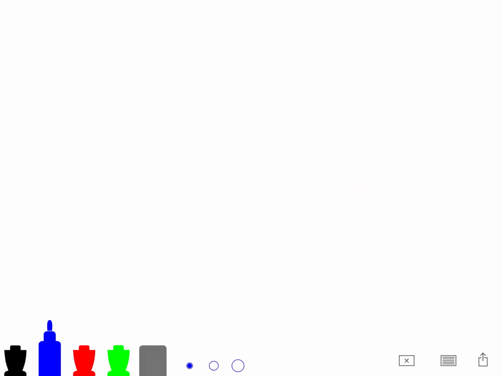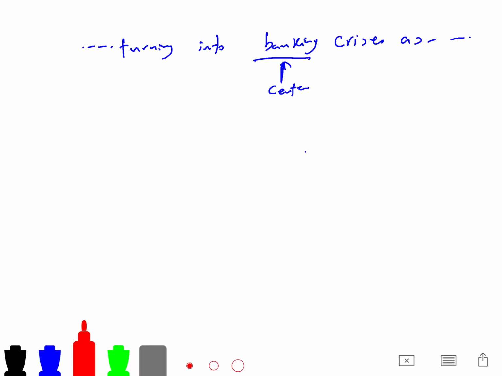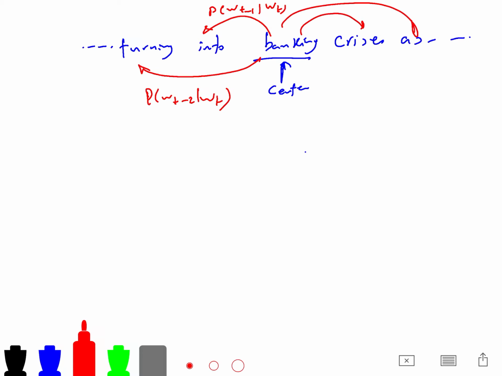And now we are ready to talk about skip-gram again. So for example, we have some text turning into banking crisis as. If this is the center, this one is the probability of word T minus 1 given WT, and this is the probability of WT minus 2 given WT. This is the language model, same thing as these things.